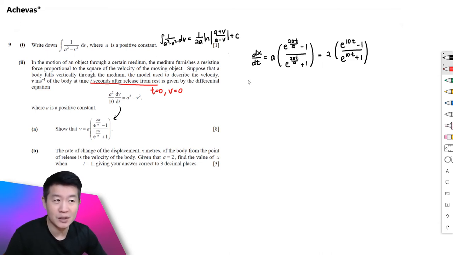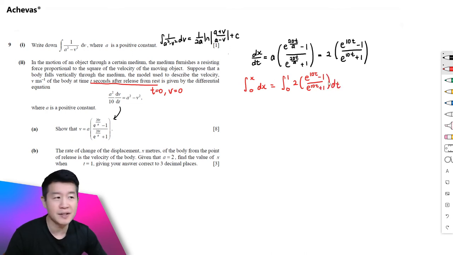But that means on the left hand side you integrate dx from 0 to x, and that is equal to, on the right hand side, you integrate from 0 to 1. Okay, because it is all the way until 1, and you're supposed to get x. So it is going to be this, then 2, then this is going to be e to the power of 10t minus 1 divided by e to the power of 10t plus 1, then dt. And you can just press this into your calculator.